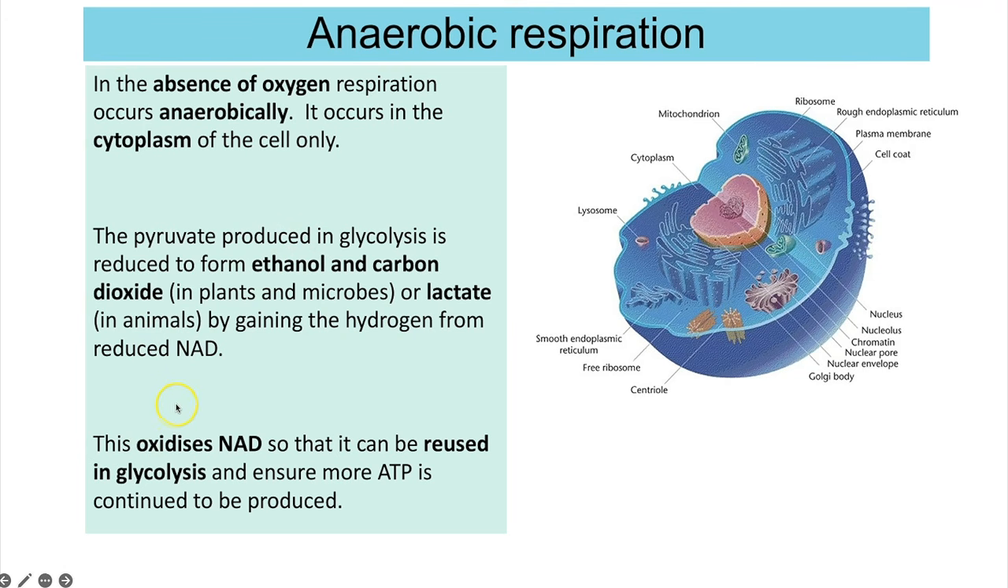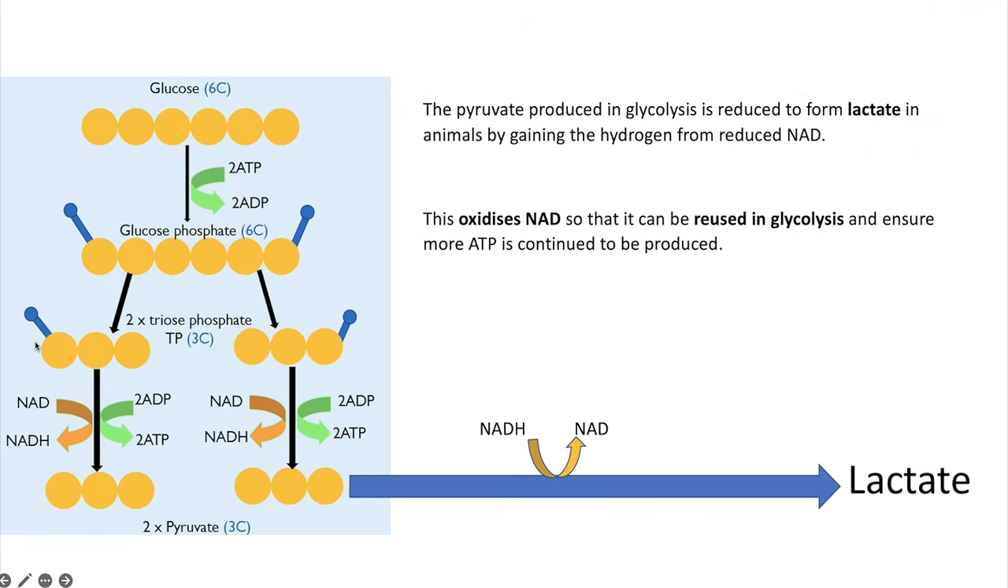And the reason that needs to happen is that it's going to oxidize the reduced NAD back into NAD, and that means it can then be reused in glycolysis, so you can still at least have glycolysis occurring to produce 2 ATP molecules. So let's have a look at that represented visually.